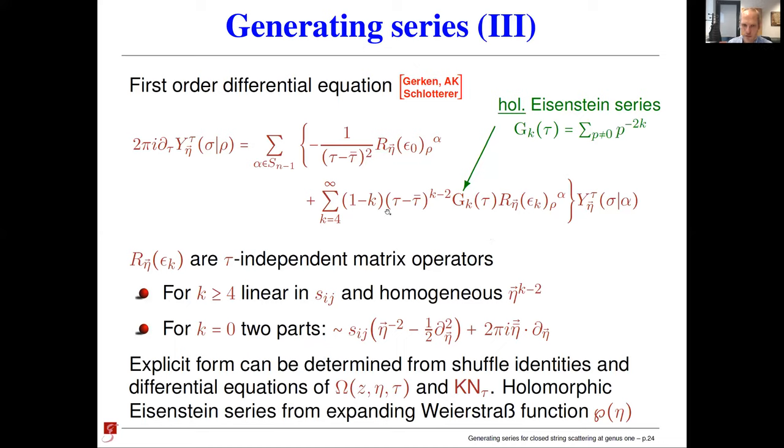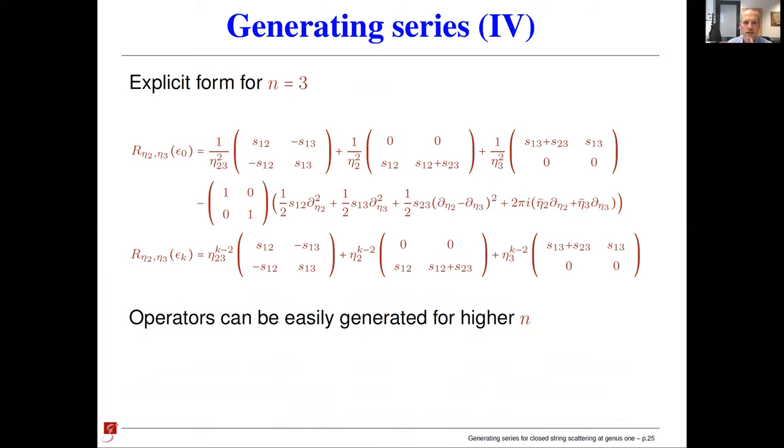I also wish to emphasize that here you see there's one term with eta with epsilon zero that I've kept separate, and the other ones start from k equal to 4, and they have slightly different properties. That's why I kept them separate here. Also, the operators have different properties. Here is an explicit example of what these operators look like.